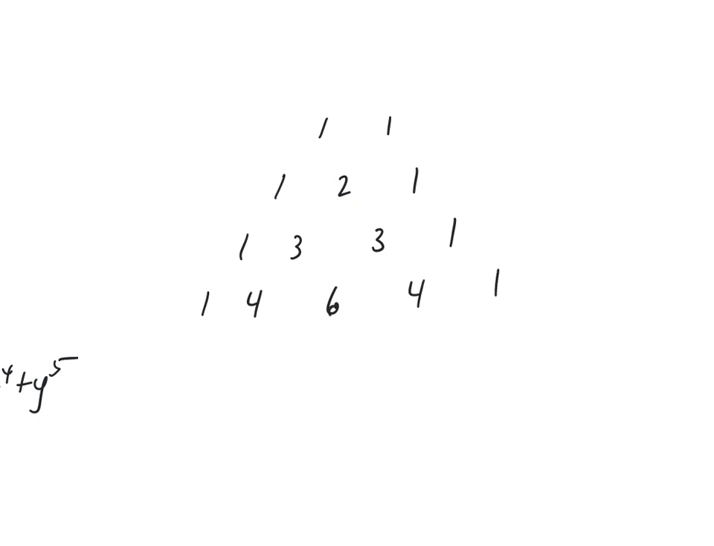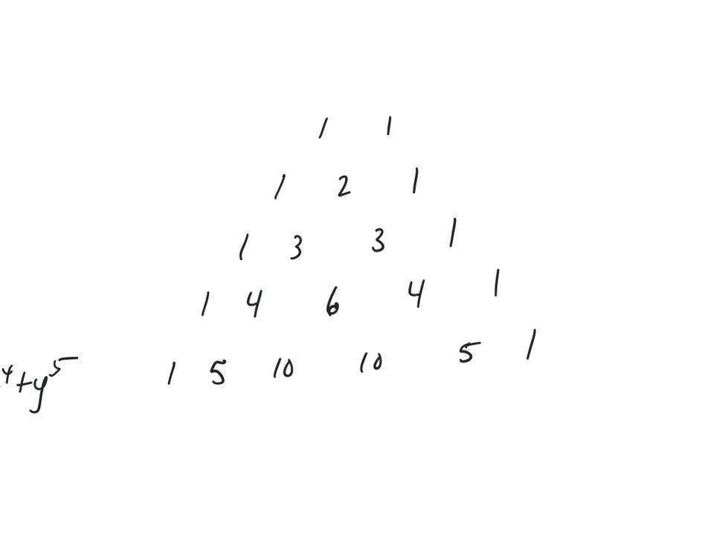Just jotting them all down. And for the last one that I've already done, the coefficients for x plus y to the fifth were 1, 5, 10, 10, 5, 1. Now some of you have probably figured out why I'm writing this in kind of a weird form, kind of a triangular form, because there's actually a pattern.